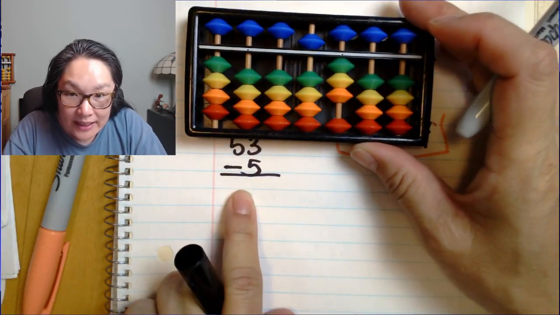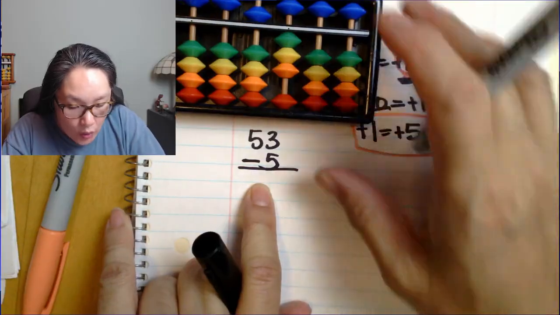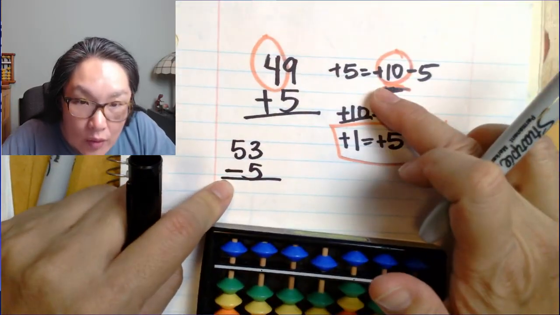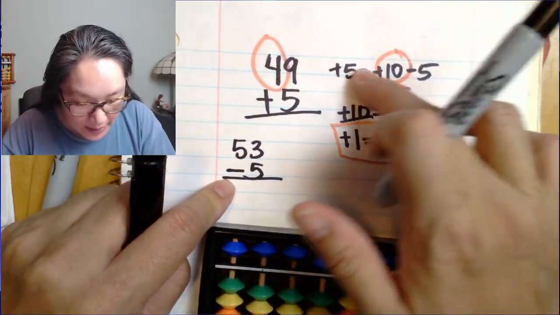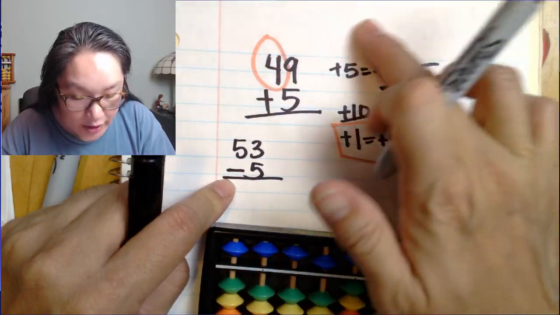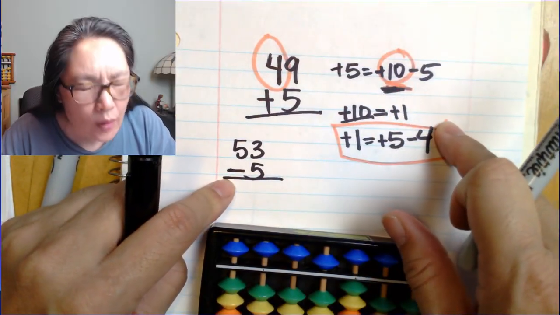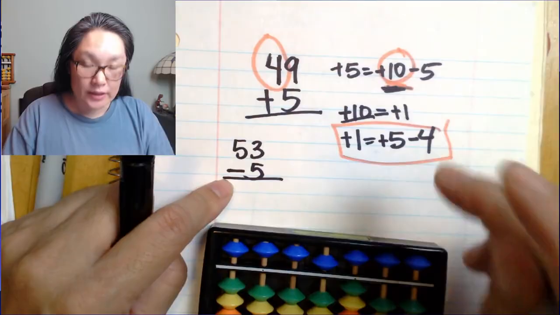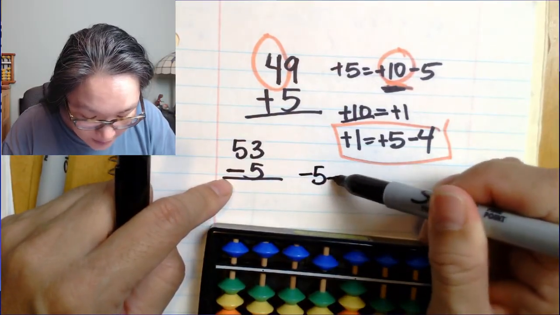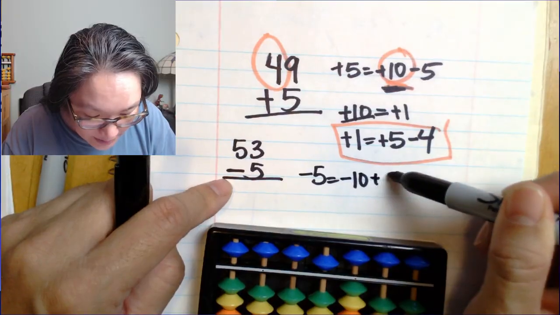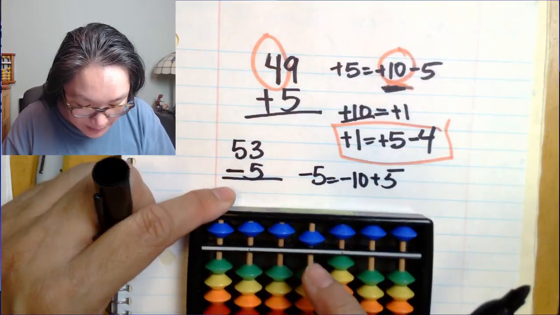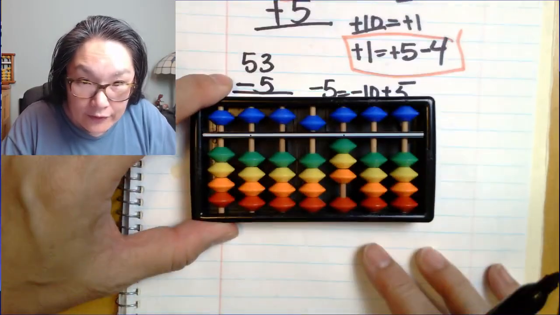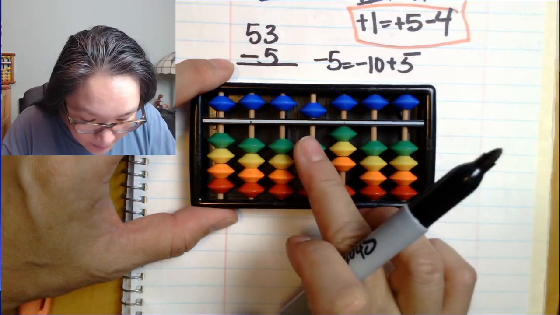Now I need to minus the 5. We know how to minus the 5 because we know how to plus the 5. If we know how to add the 5, all we have to do is reverse the operations. So we're going to minus the 5, which is equal to minus the 10 plus the 5. So what are we going to do? We're going to minus the 10 plus the 5. There we go.